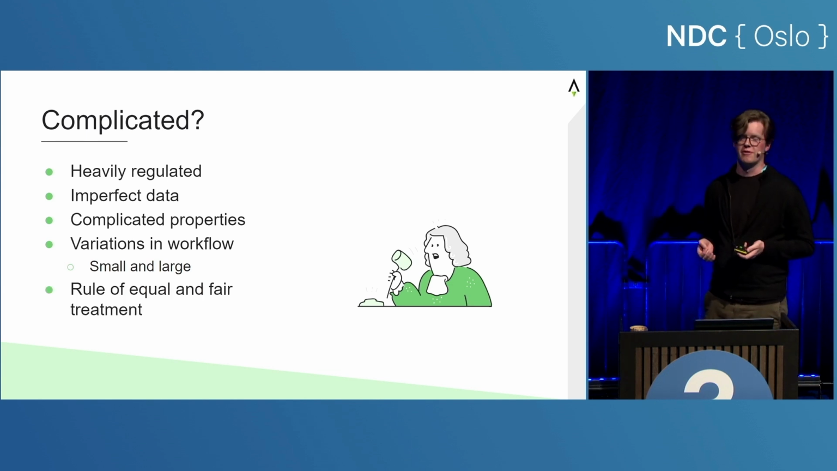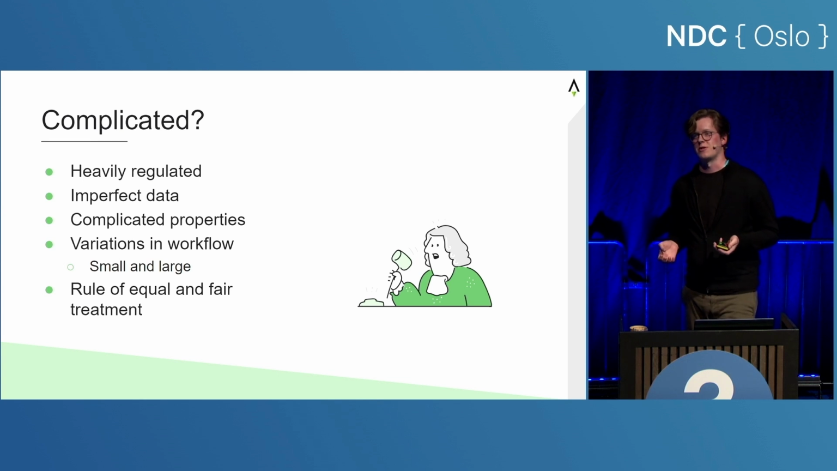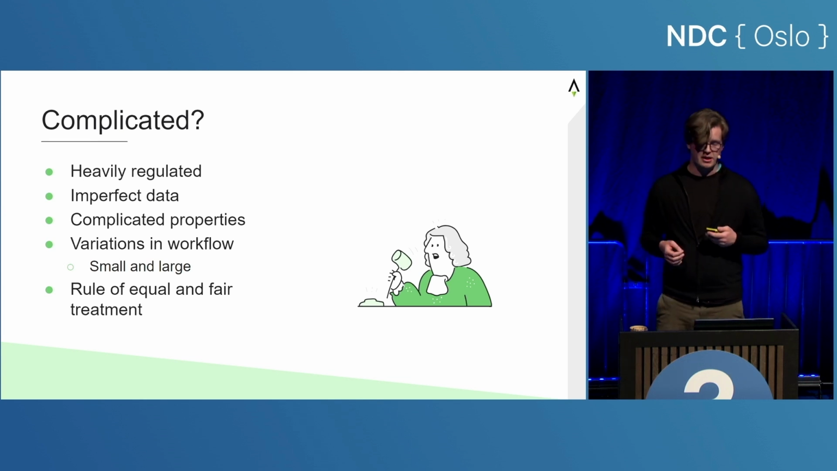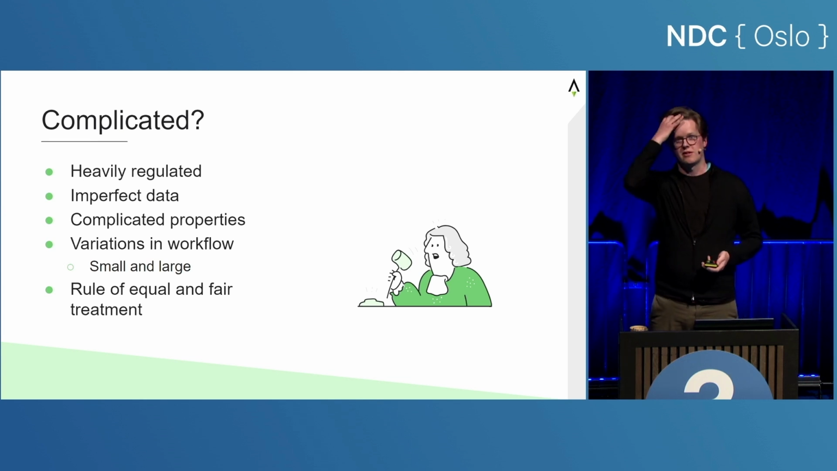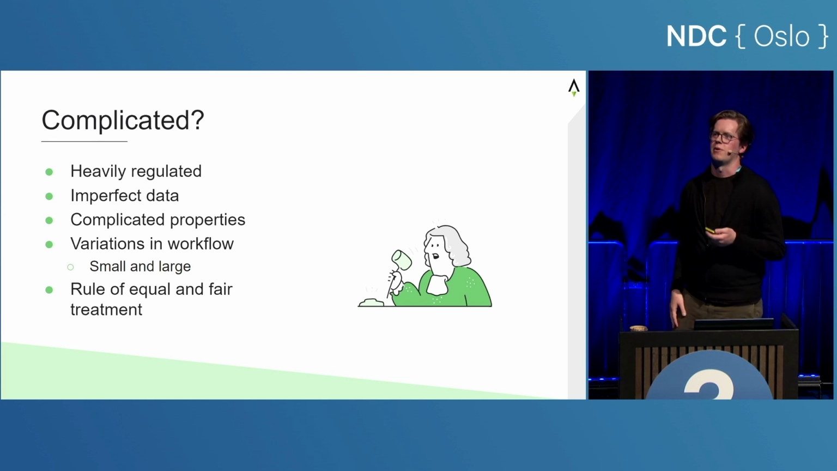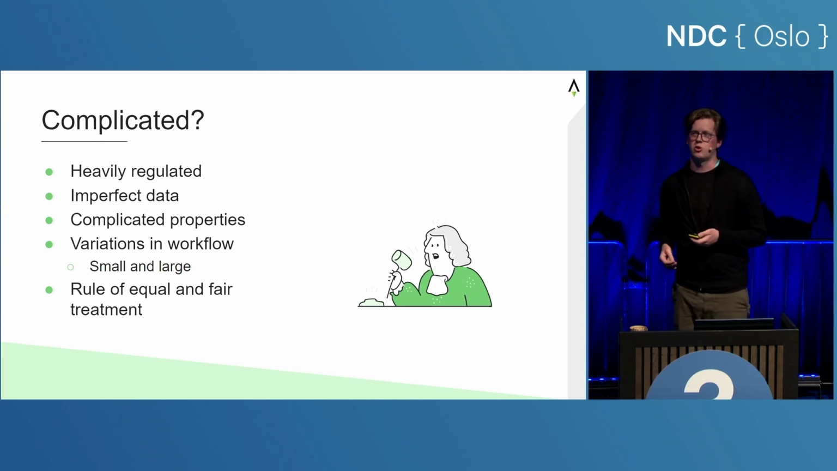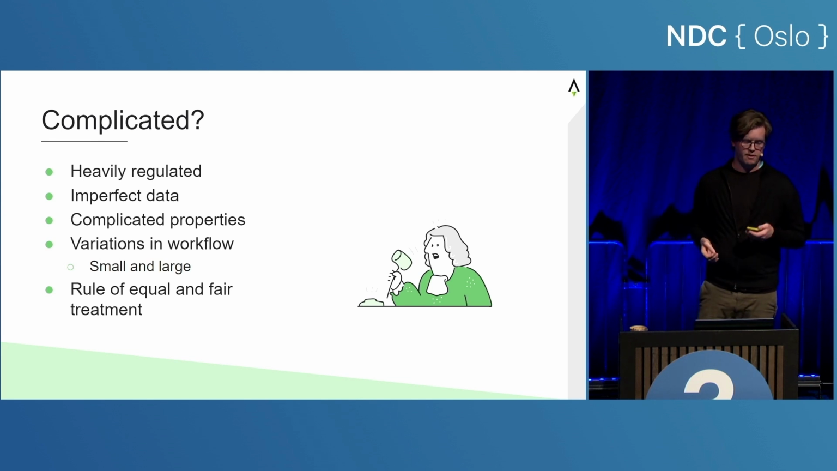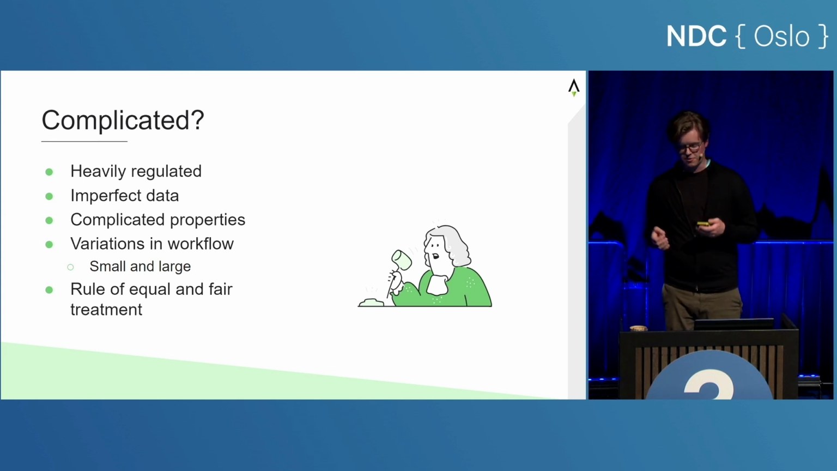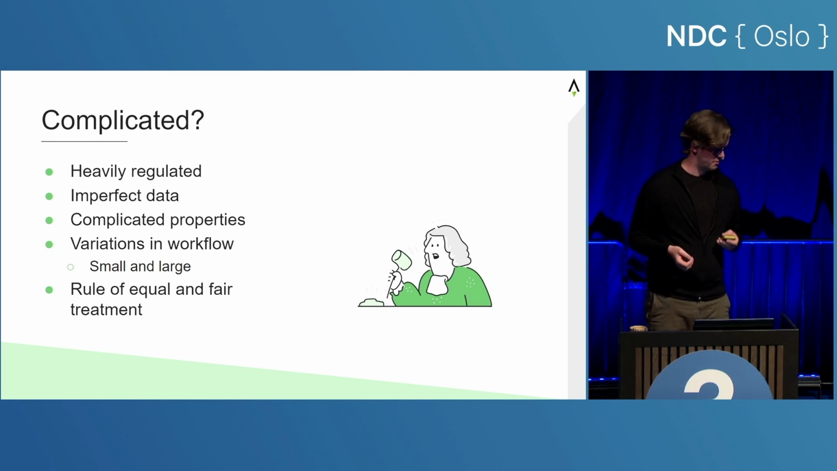Finally, we have the rule of equal and fair treatment. It is very important that we calculate correctly and consistently, because similar properties should have the same value. If different people have to pay different taxes for a similar property, that might undermine the whole system.